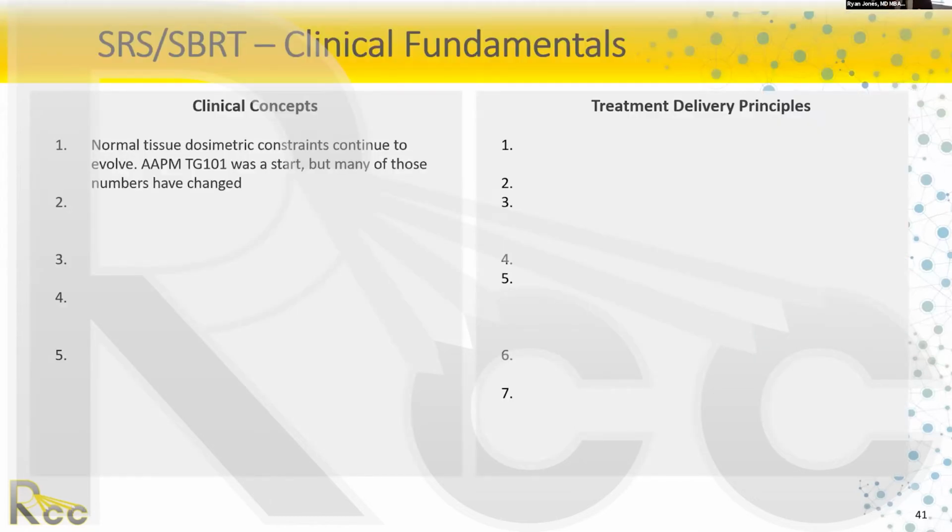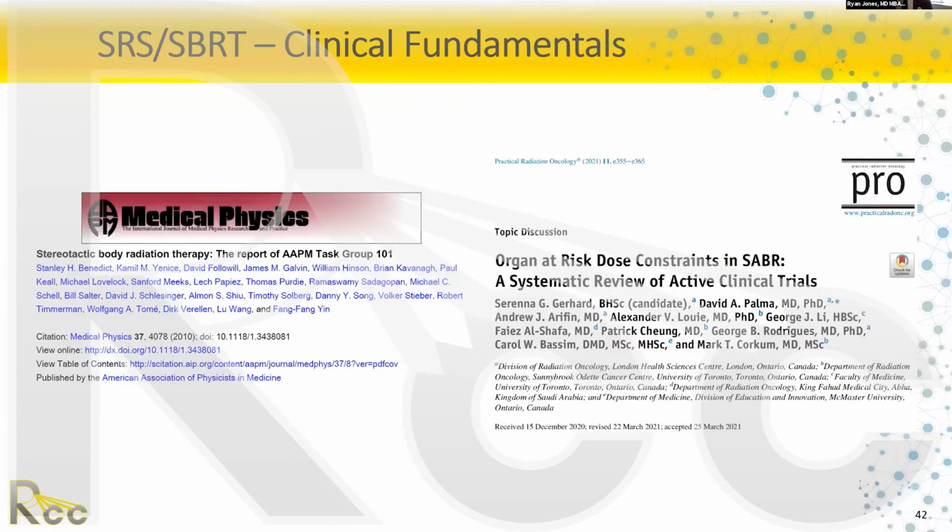Okay. You may have heard of the American Association of Physicists in Medicine. This is the AAPM Task Group 101 paper, which listed some of the dosimetric constraints. I think it was like 2009 or 2011. This was a start, but our normal tissue dosimetric constraints continue to evolve. Many of the numbers have changed. That's a key takeaway. Here's the reference for that paper.